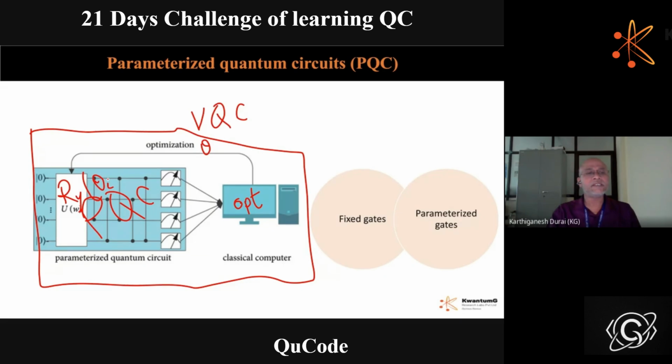So each iteration, this theta will be passed as the parameter to the rotational gate. Then the same circuit will be repeated. Obviously, since there is a different parameter, that will give a different result. So this will continue till we get convergence. This is the high level architecture of any variational quantum circuit.